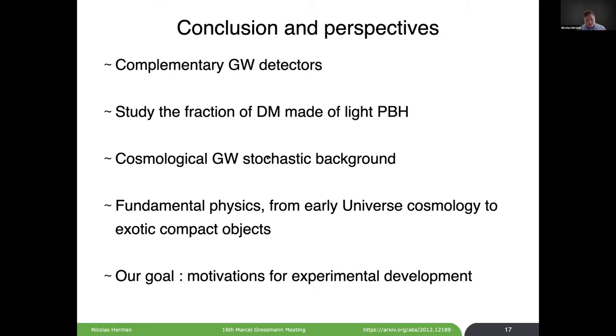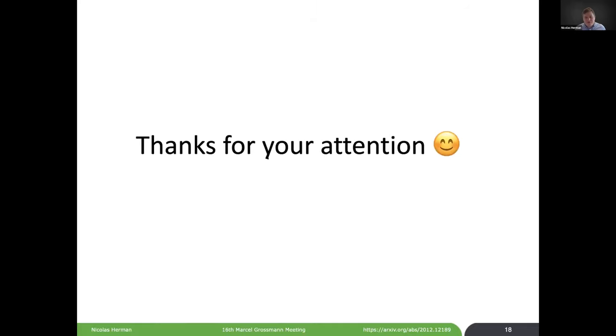But I want to remind you that we made theoretical and numerical results, and the goal of our paper, which will be published very soon in Physical Review D, is to provide some motivation for a hypothetical experimental development of this kind of detector. Thank you very much for your attention.